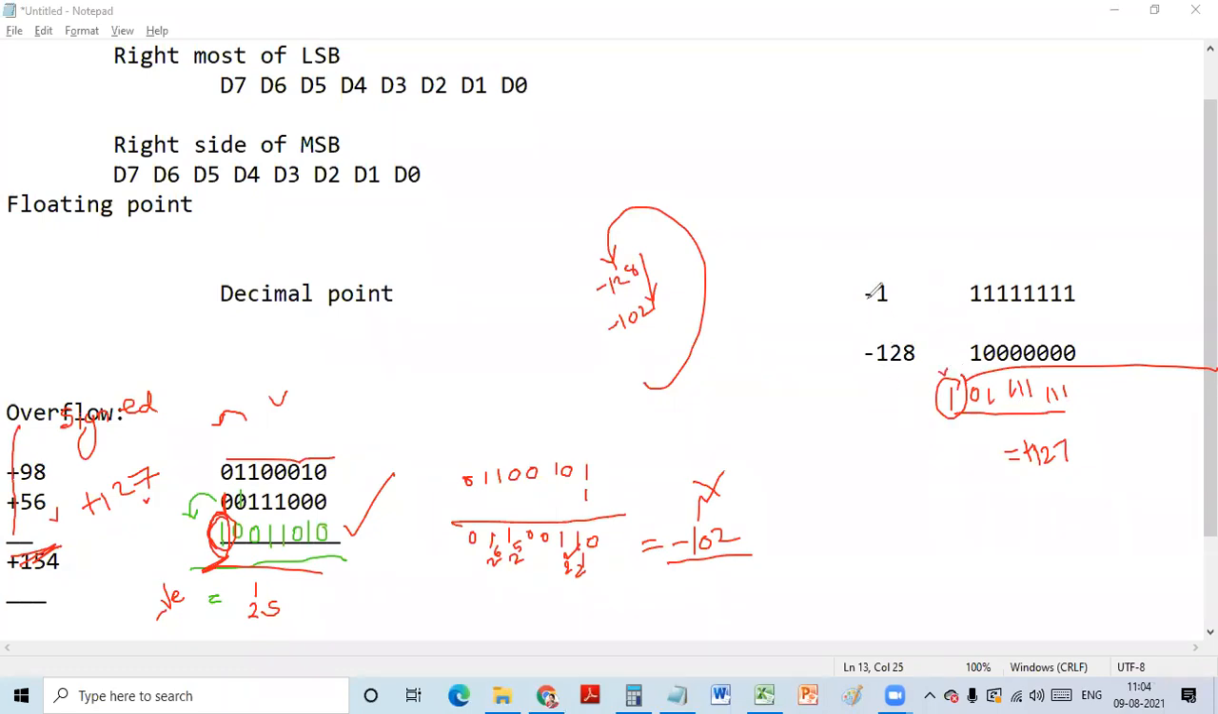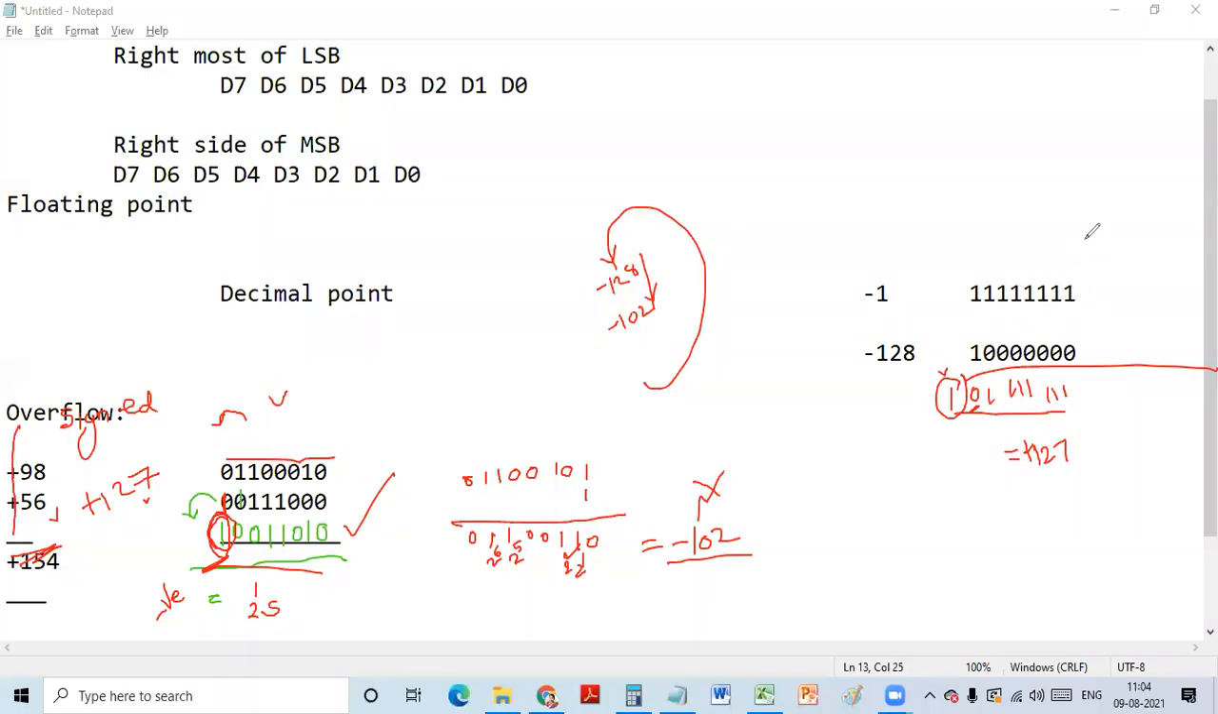Here we are adding two negative numbers and we got a positive number, which is incorrect. This itself says that overflow has occurred. So here there is a chance of overflow, and here also there is a chance of overflow.